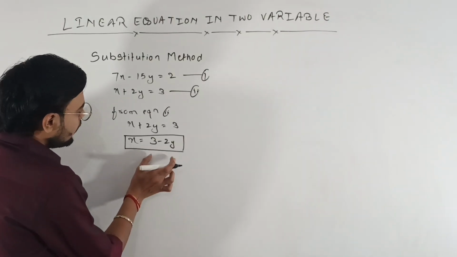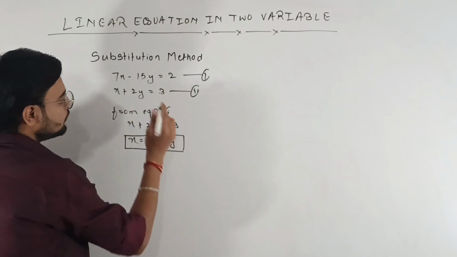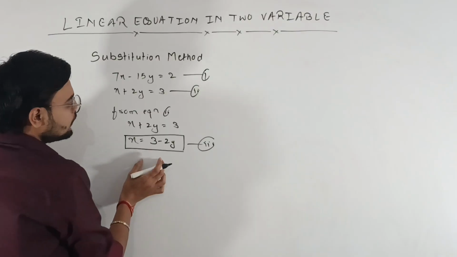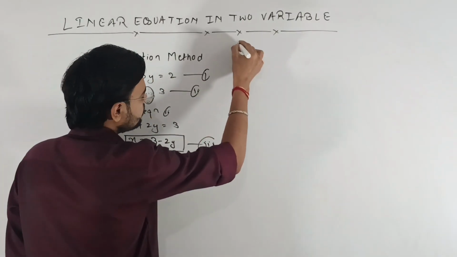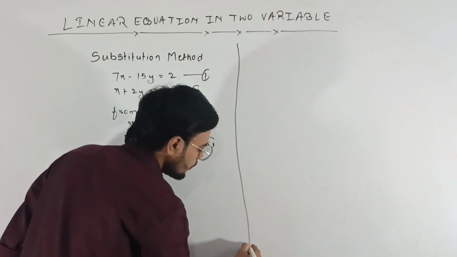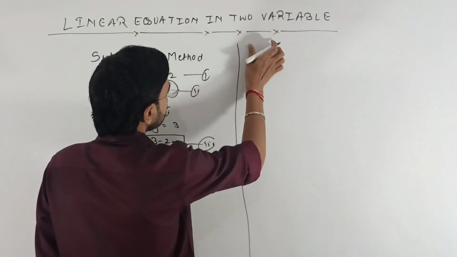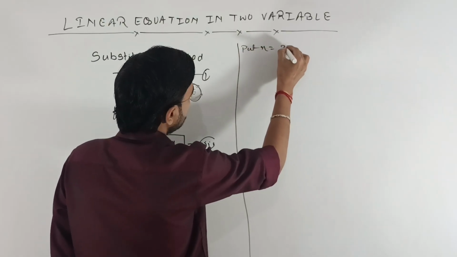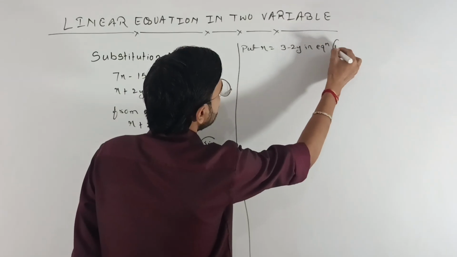I put this value of x in equation 1. This is my equation number 3. Now I put this x = 3 - 2y in equation number 1. Okay, now look, I put x = 3 - 2y in equation 1.